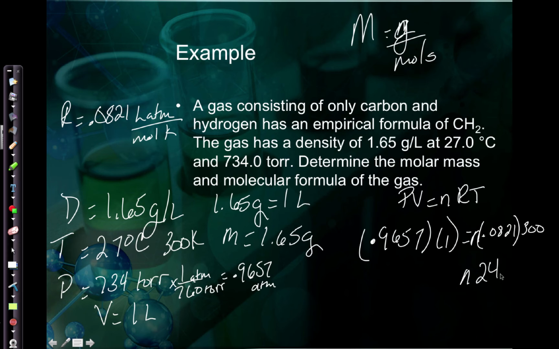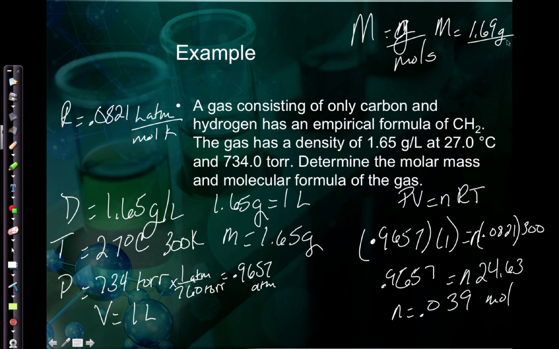N times 24.63. Okay, so divide out the 24.63 now. So N is equal to 0.039 moles. Okay, so now I've got my moles, and I know my grams should be 1.65 at that volume. So I'm just going to stick it in and solve for my molar mass. So it's 1.65 grams divided by this many moles.